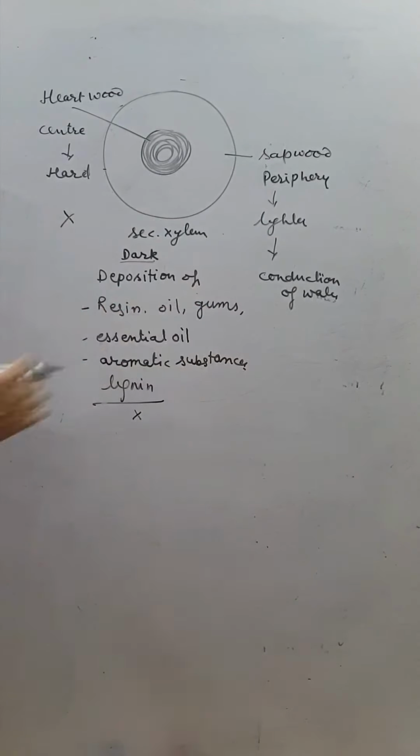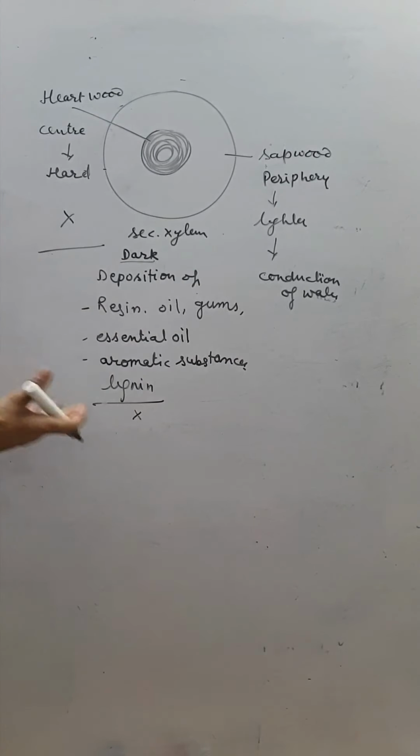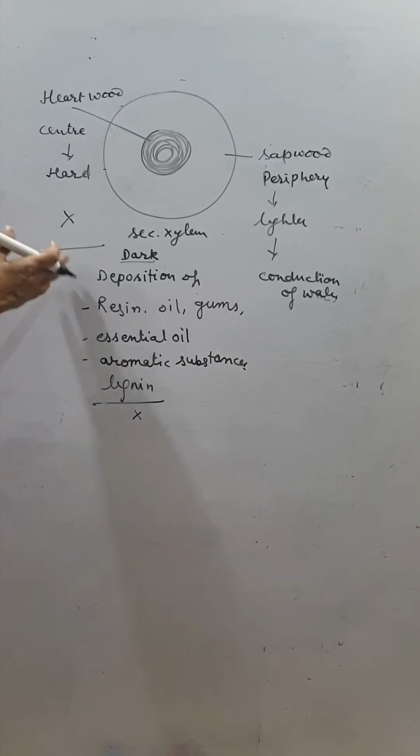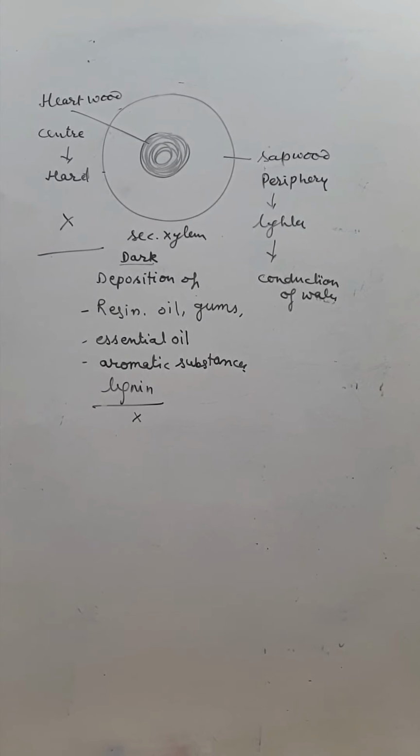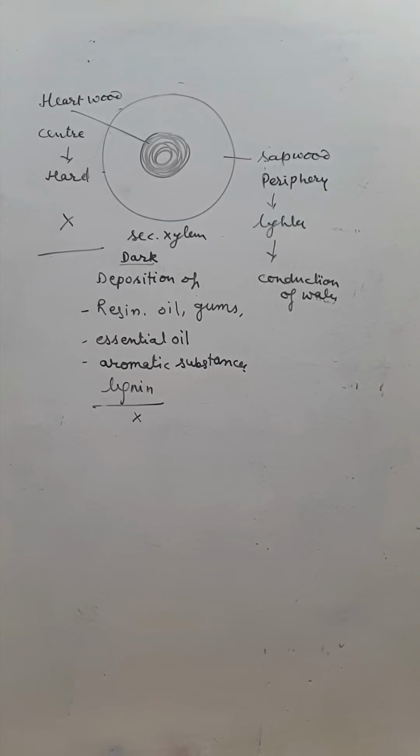Hardwood provides support to the plant parts, because the hard, durable part is there, so it provides support to the plant and does not help in the conduction of water. So this chapter, secondary growth in the anatomy of flowering plants, is finished.